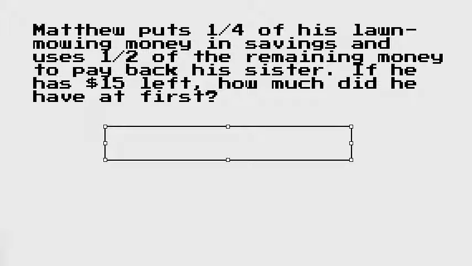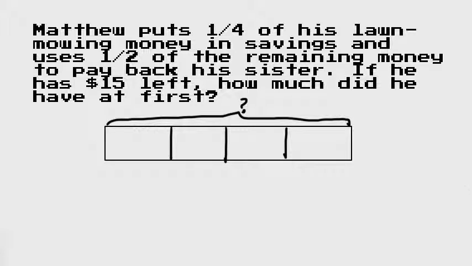And I'm going to say, you know what? I have no idea how much he had in the beginning, right? There's my question mark, okay? That's the question. We don't know, okay? And if he puts a fourth of his lawn mowing money in savings, that means we've got to split this into fourths, okay?